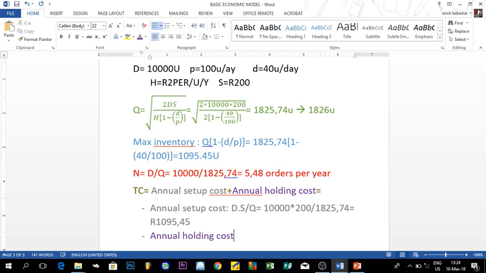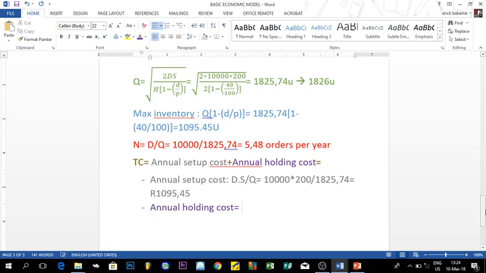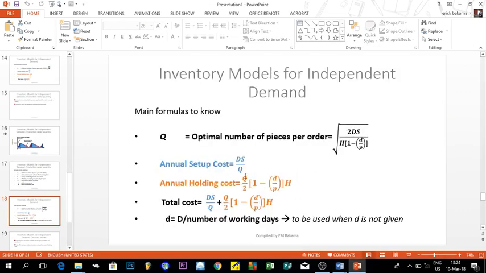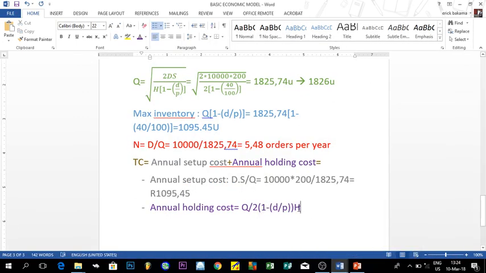Now the annual holding cost in this case is the only formula that really changed in this calculation for the POQ compared to the EOQ. So the formula will be Q divided by 2, multiplied by 1 minus, open your bracket, small d divided by small p, close, and then we multiply everything by h. This is even the formula that is already given here. So the annual holding cost is Q divided by 2 multiplied by 1 minus d divided by p, and then h. So we replace the values.